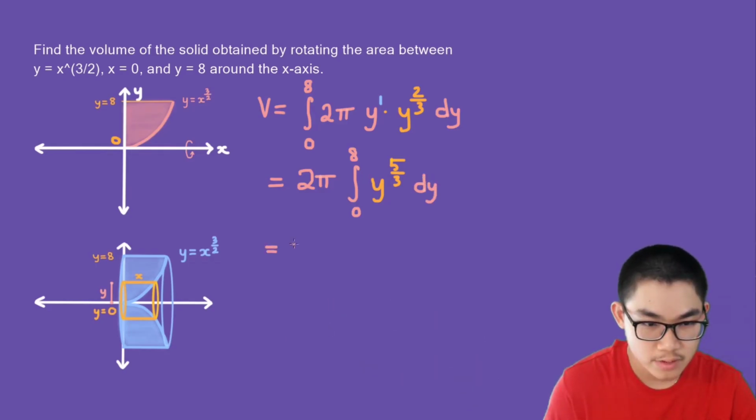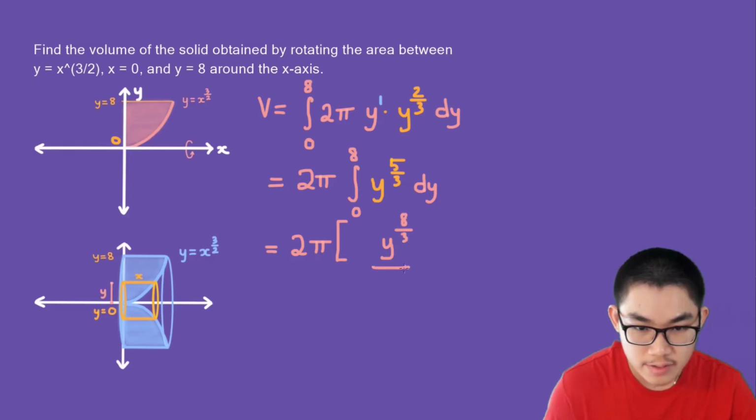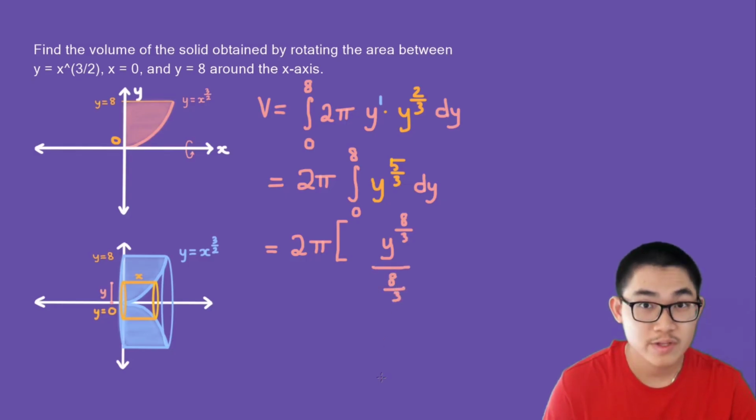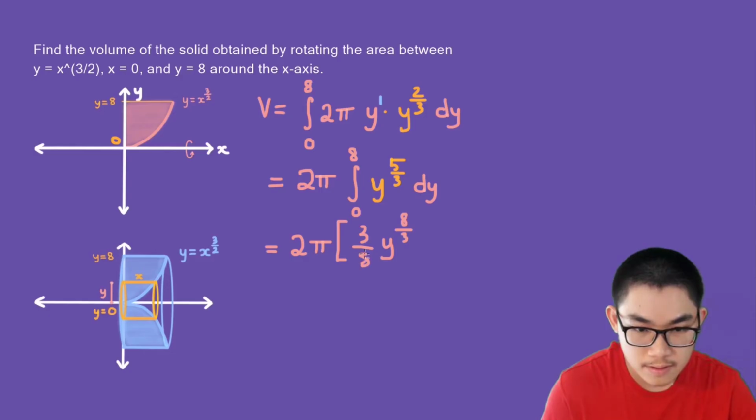This is equal to 2 times pi times the antiderivative of y to the power of 5 over 3. It's very easy. You add 1 to the exponent, and you're going to get 8 over 3, and then you divide by that exponent. When you divide by a fraction, it is the same as multiplying by its reciprocal. And the limit goes from a to 0.